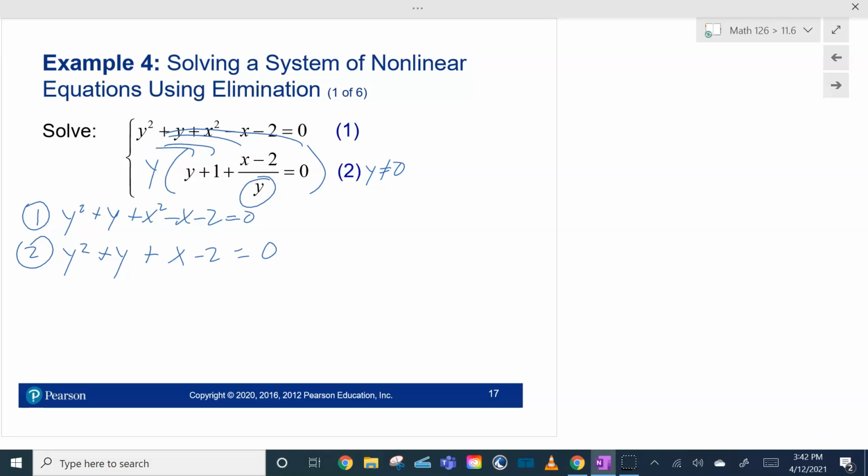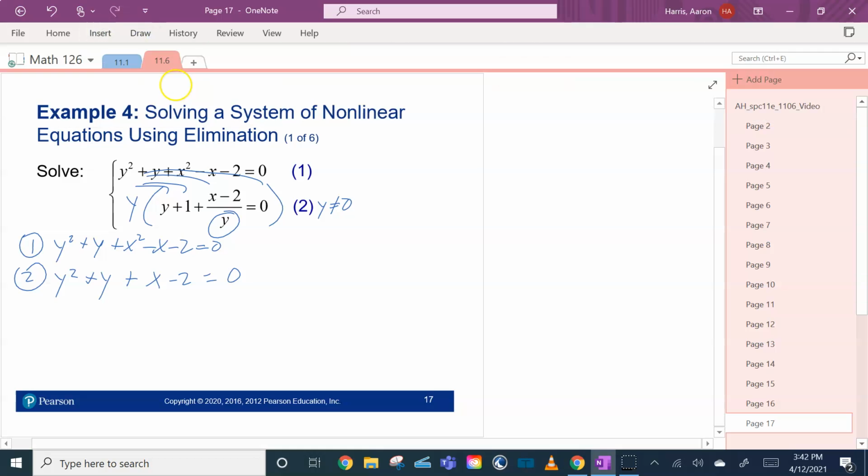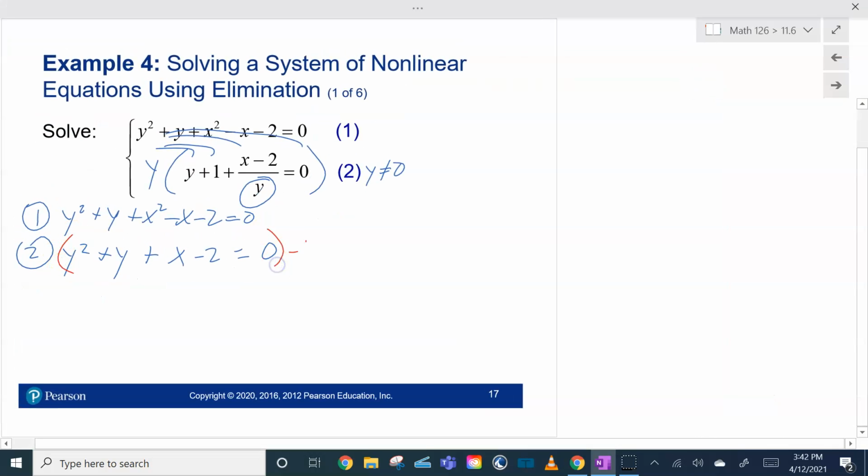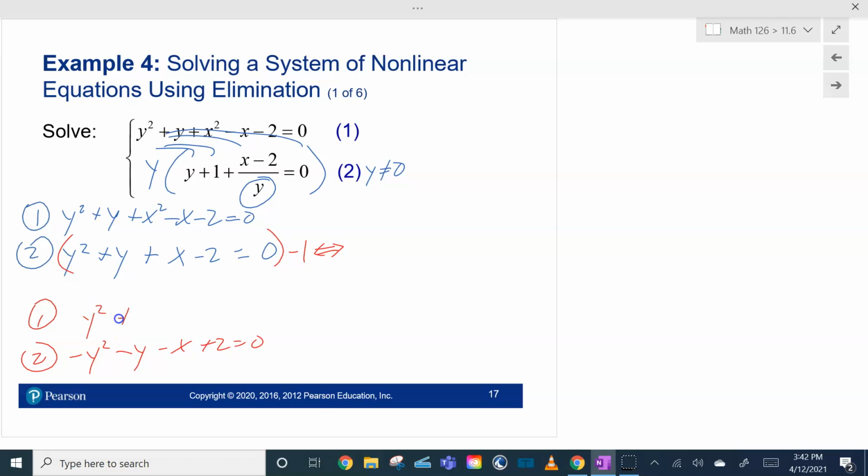The reason I did that is so that I could then multiply this bottom equation by negative 1, and I'm going to get rid of my y squared. So let me multiply this now by negative 1. Equation 2 becomes negative y squared minus y minus x plus 2 equals 0. Equation 1 stays the same: y squared plus y plus x squared minus x minus 2 equals 0.